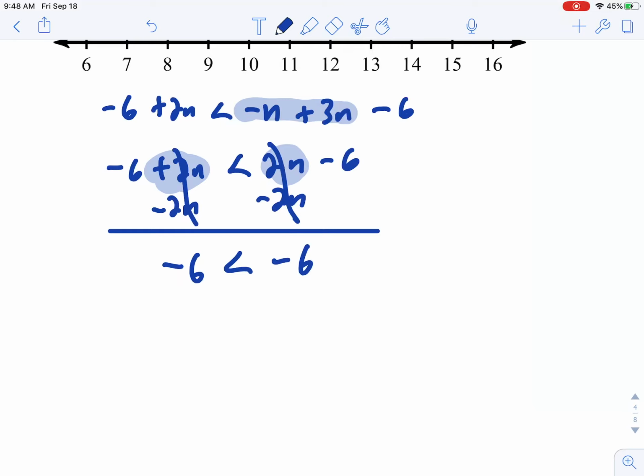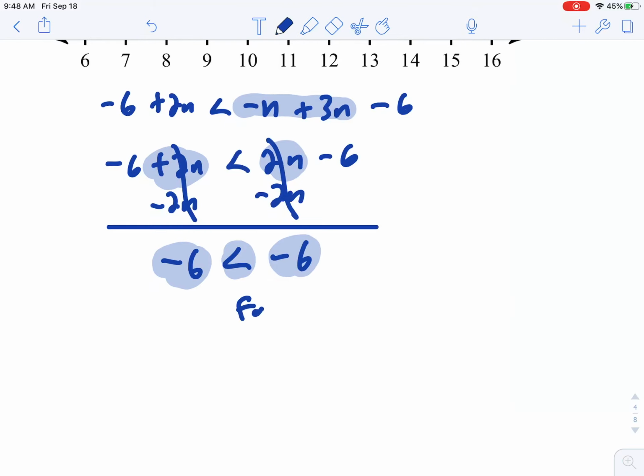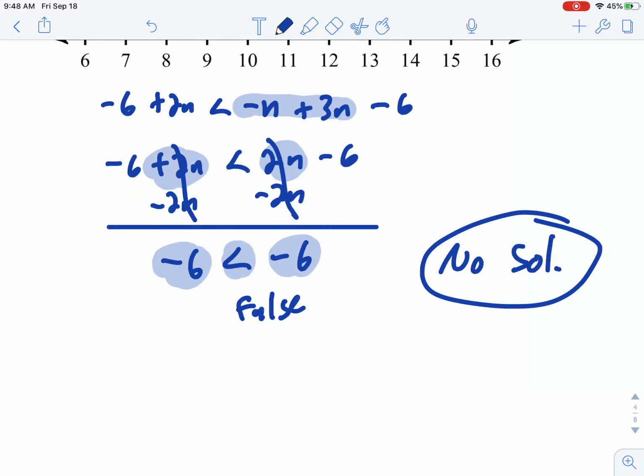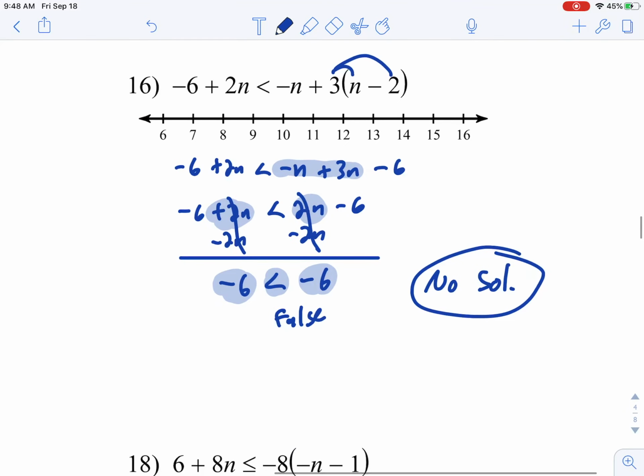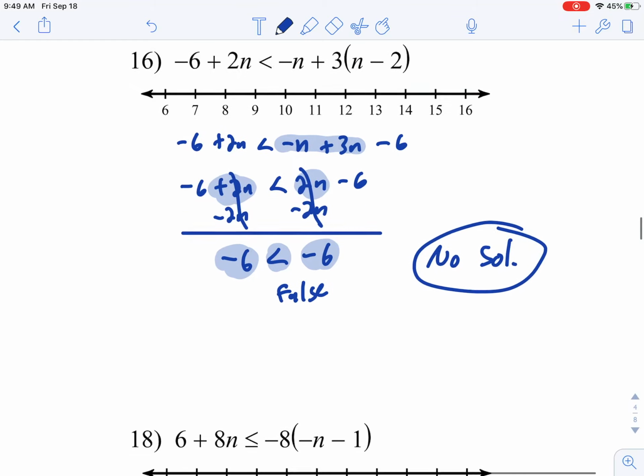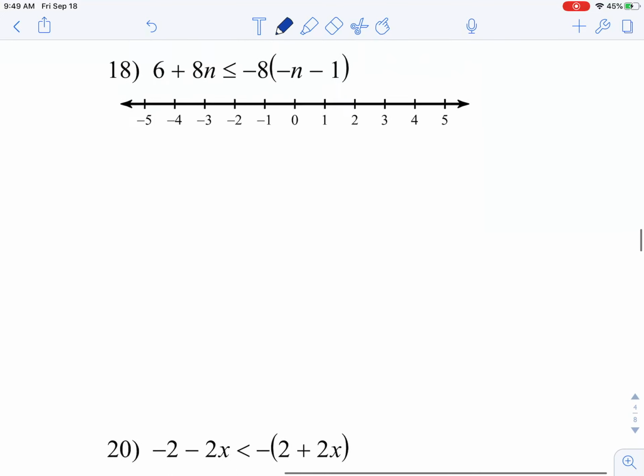The variables are gone, that means it's special. Is the number negative 6 less than the number negative 6? No, they are the same. This is a false statement, so that means there is no solution. So circle no solution. And then how do you graph no solution? Well, you shade the solution. If there's no solution, there's no shading. So you don't graph anything. And we already checked it. We know that's right. A couple more and we're done.